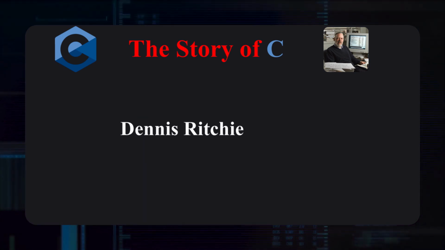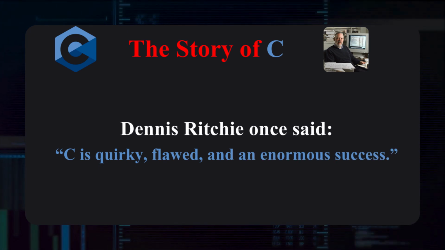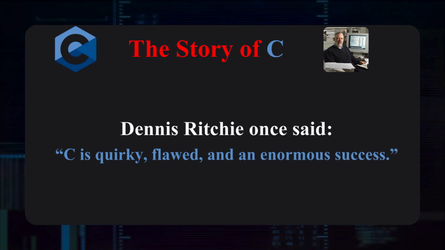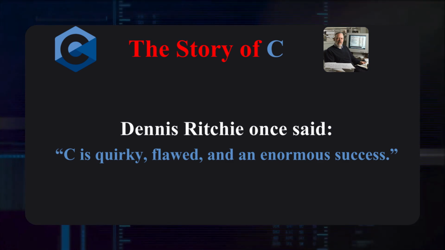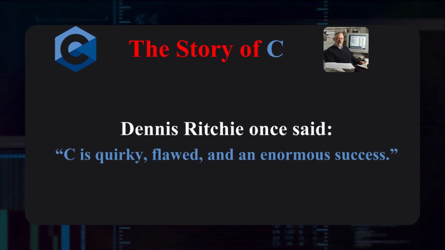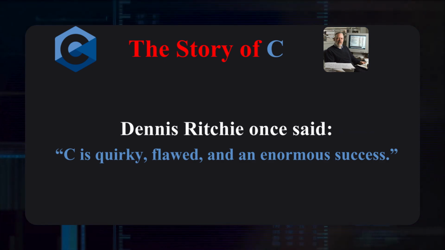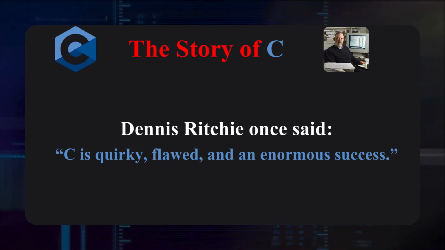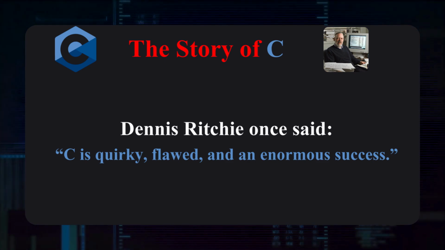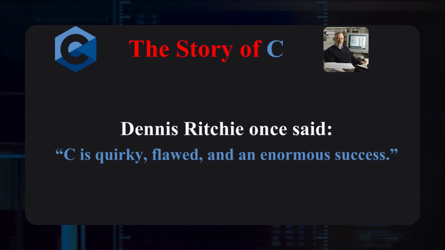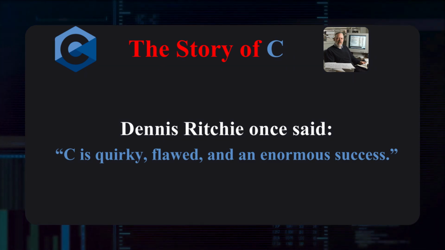Dennis Ritchie once said C is quirky, flawed, and an enormous success. C is not the easiest language. It doesn't protect you from mistakes, but it gives you control. And that control has built modern operating systems, programming language ecosystems, the internet infrastructure, embedded devices, and the foundation of modern computing. C isn't just a programming language. It's the ancestor of the modern software world. And more than 50 years later, it's still alive.